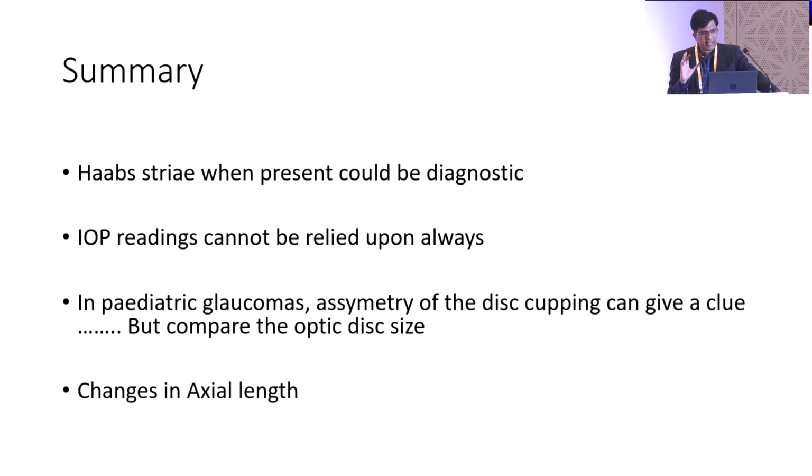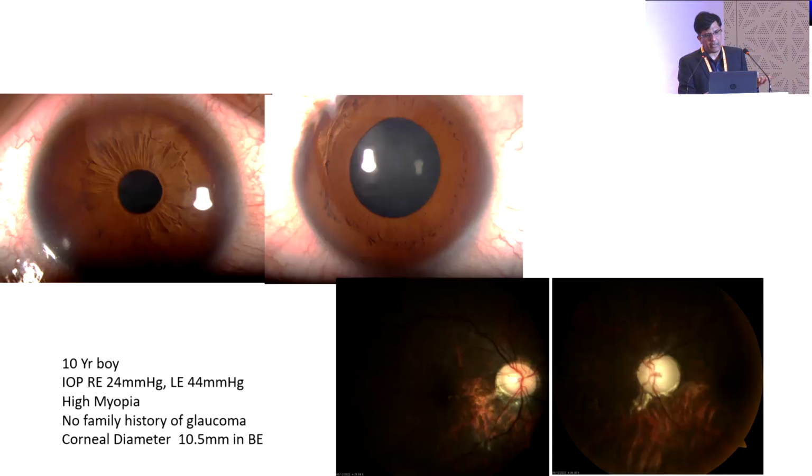So to summarize, I can only say that if there are HARP striae in the presence of large corneal diameters, they could probably be diagnostic. Intraocular pressure, because of the anesthesia, cannot always be relied upon, and sometimes the intraocular pressure will be absolutely normal and the axial length is going on increasing. So then you have to look at the disc very, very well, because there could be an asymmetry or a progressive change in the optic disc, which could lead to a glaucomatous optic neuropathy, which can only be looked at when you do serial photographs of the discs. And of course, as I said, changes in the axial length could also sometimes be the only way by which you can diagnose glaucoma in a child.